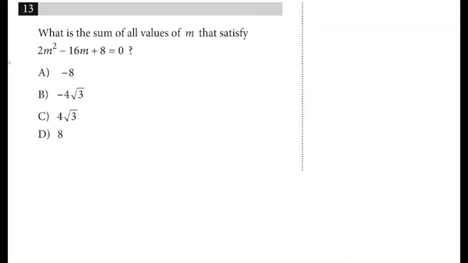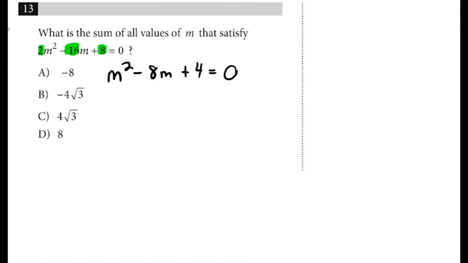Number 13 is asking us for the sum of all the values that satisfy this situation. Number 1, we should be noticing that there is a GCF, a greatest common factor. All three of these terms are divisible by 2. If we do that, we'll get a simplified expression on the left, and we'll still get 0 on the right. So dividing everything by 2 on the left, we'll have m squared minus 8m plus 4. And dividing 0 by 2, you'll still have 0.